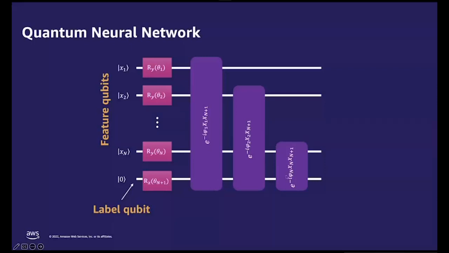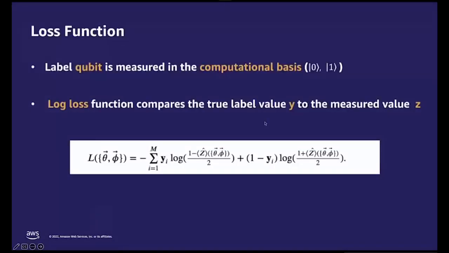After the design of the quantum neural network, the last part we need to do is define the loss function. Since our label qubit is measured in the computational basis, we can easily define the loss function to compare its true single label value y to the measurement value z. For the purpose of this demonstration, let's design this to be the log loss function, or if you recall, the cross entropy loss function. It compares the difference between the true label value and the measured value that we extract from the label qubit.